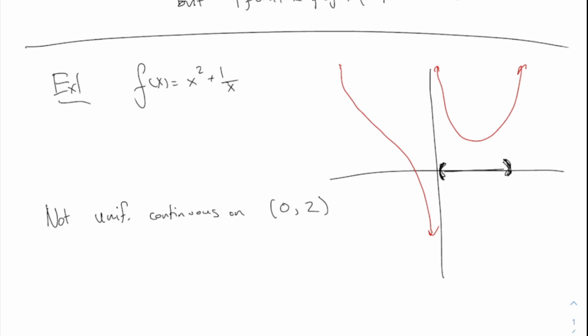Even though it is pointwise continuous on this domain, because I excluded the value 0, it is continuous at each point until you get to 0. If I exclude 0, then it's still continuous point by point, but it's not uniformly continuous.